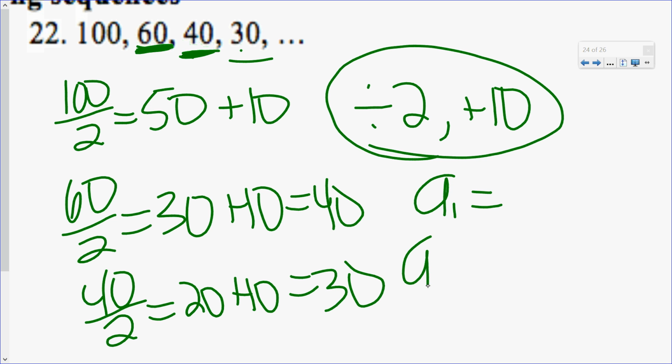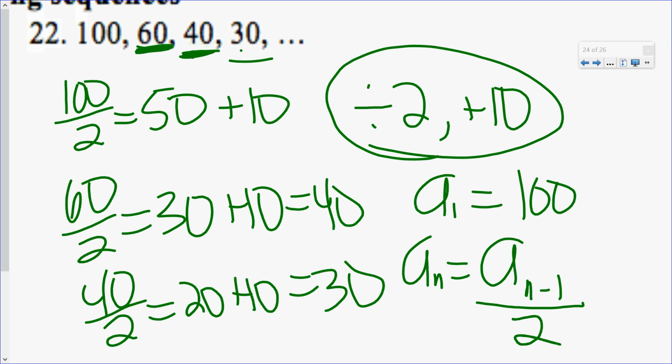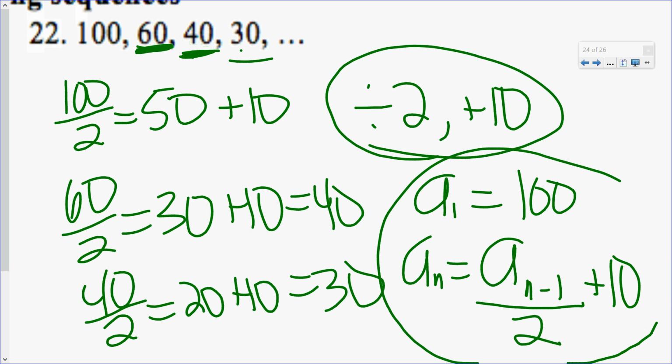Recursive: A1 equals 100, and An equals, based on An minus 1, I am dividing the previous term by 2, and then I am adding 10. You could have written times 1/2 instead of divided by 2. Either way is fine. And that's it.